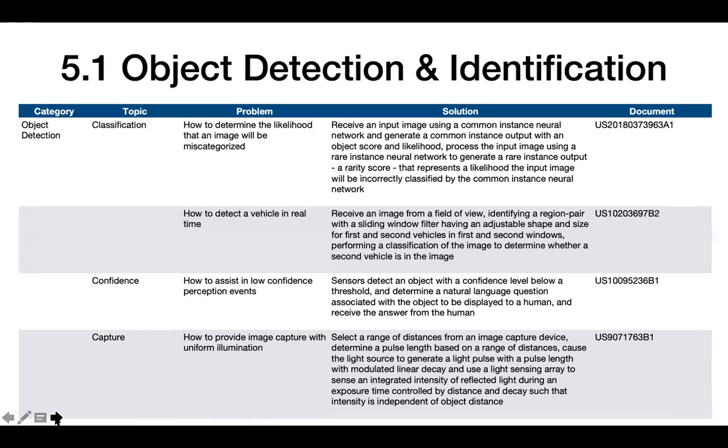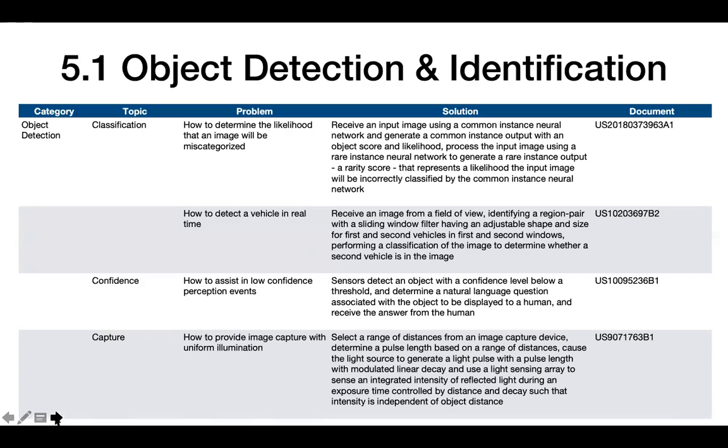How to detect a vehicle in real time. Receive an image from a field of view, identify a region pair with a sliding window filter having an adjustable shape and size for first and second vehicles in first and second windows, and perform a classification of the image to determine whether the second vehicle is in the image.